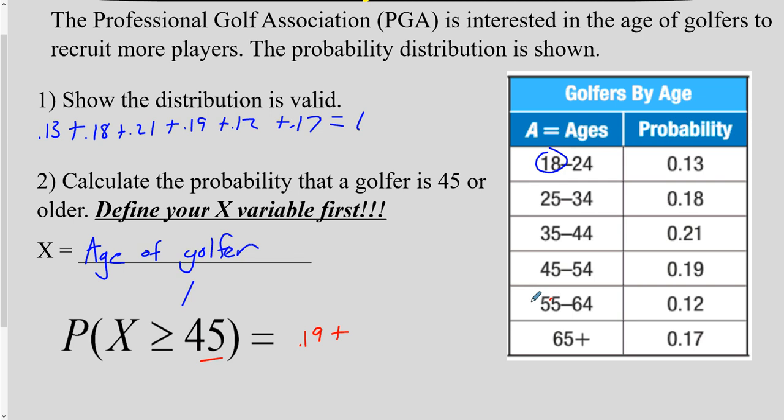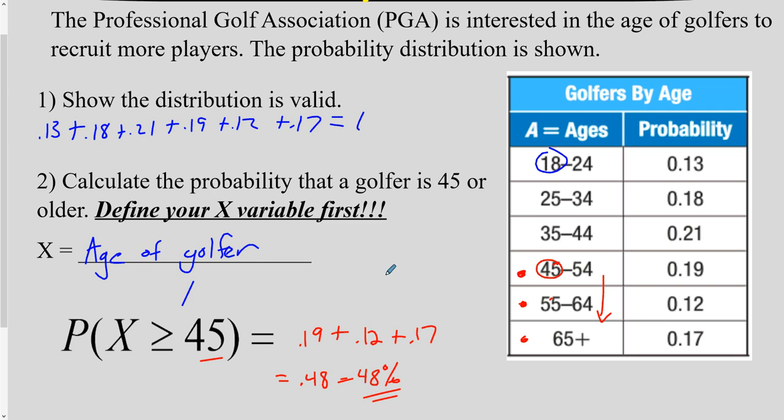Or you could be in the next group, right? So we want this group or this group, 12%, or this group, 0.17. So those three groups include everybody who is 45 and older. We add all three of those up. 19 and 12 is 31, plus 17 is 48. So 0.48 or 48%. So this would show that almost half of the golfers are 45 or older.